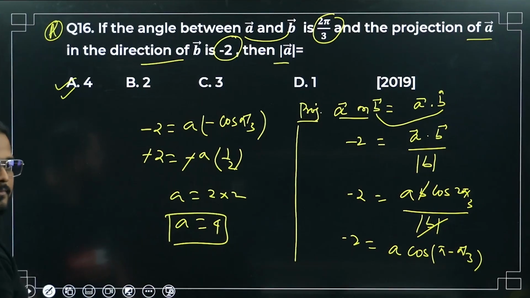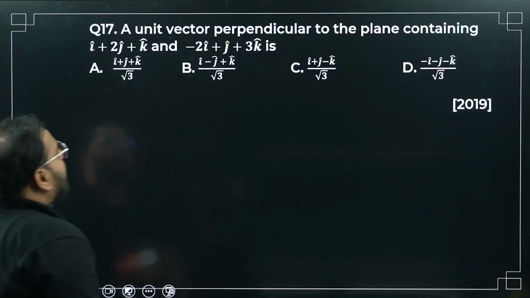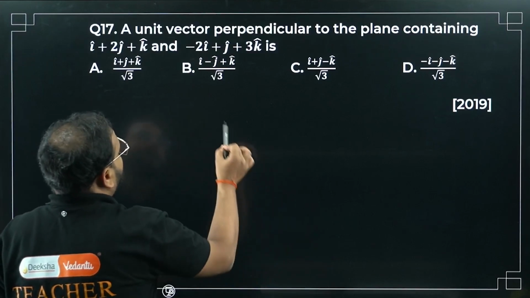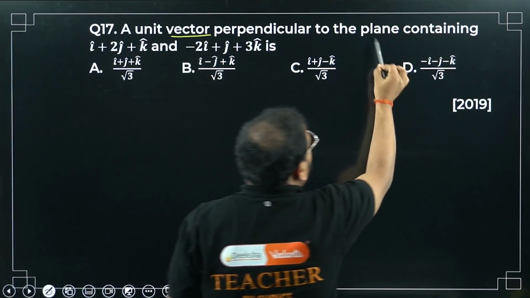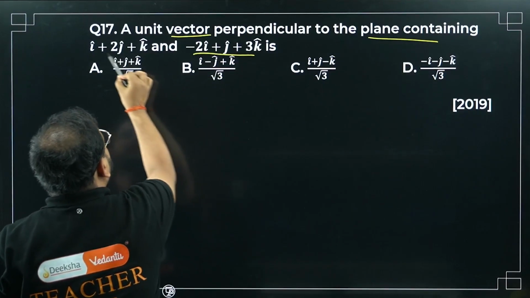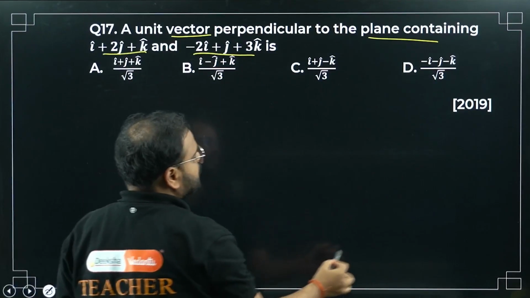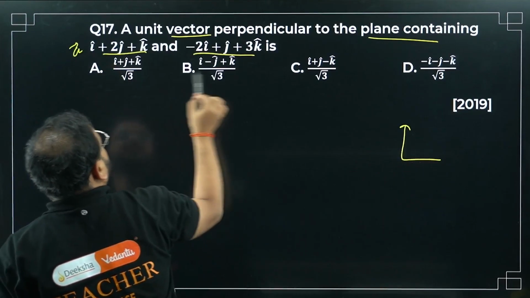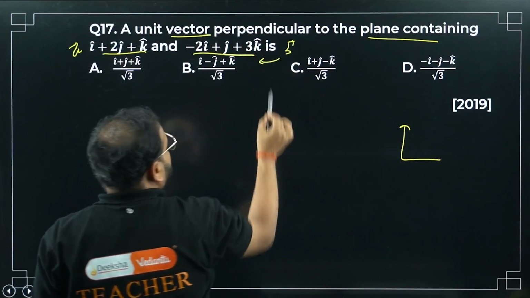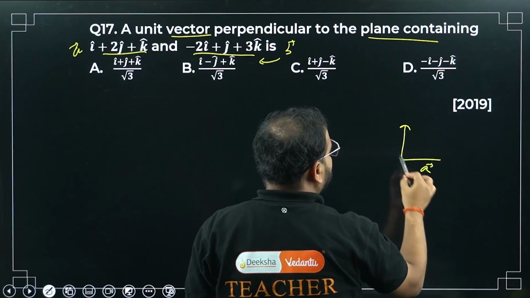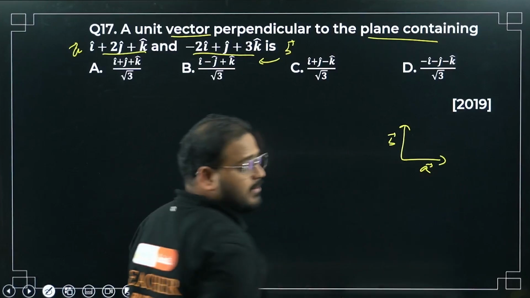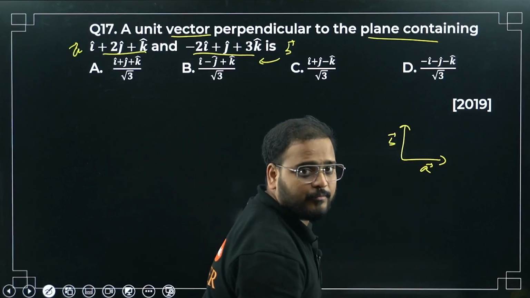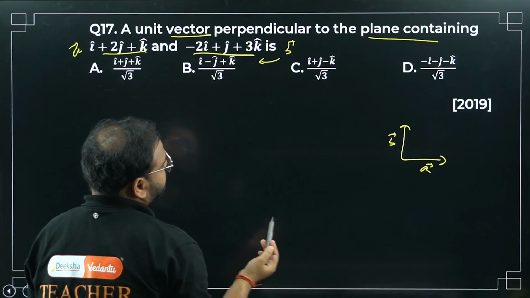Moving on. Question number 17. A unit vector perpendicular to the plane containing these two vectors. Sir, cross product, sir. If I take two vectors like this, let's say vector A and vector B, then the cross product of A and B will be a vector perpendicular to this plane, either outside or inside. Both cases true.